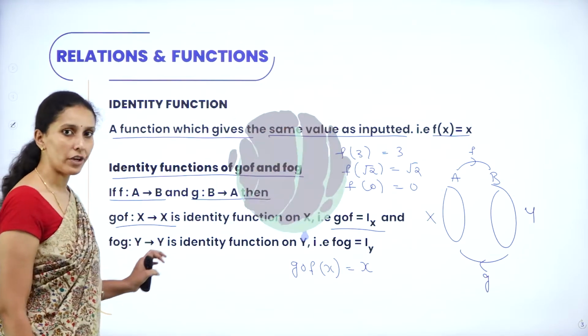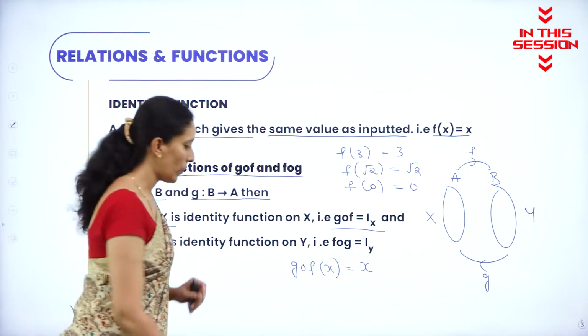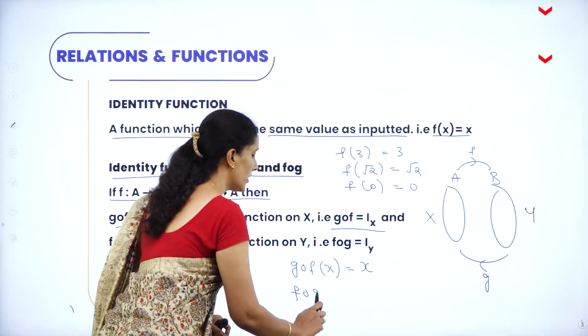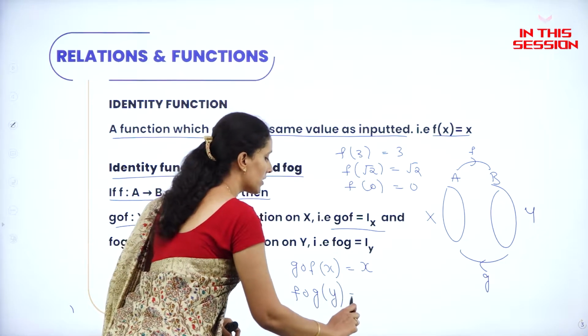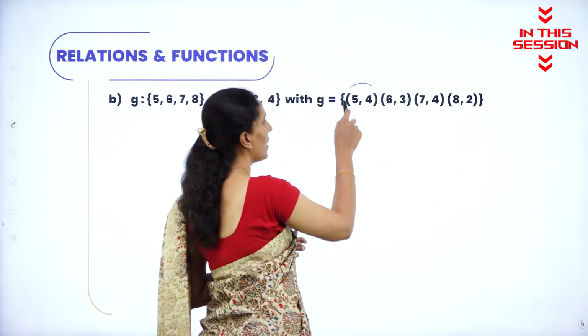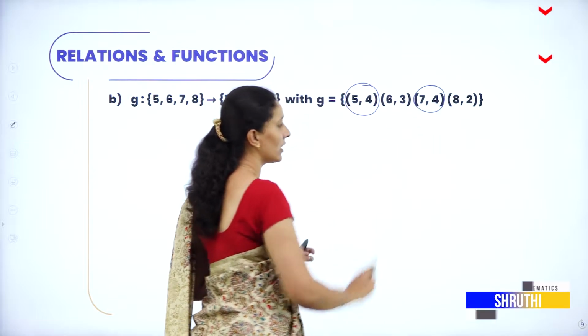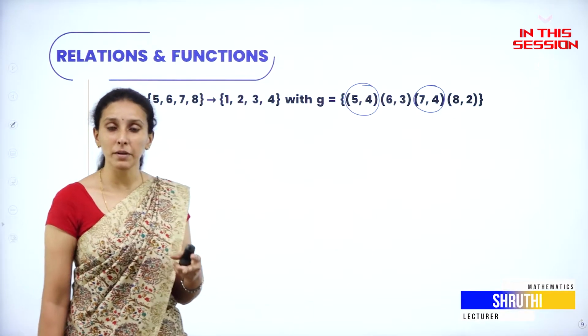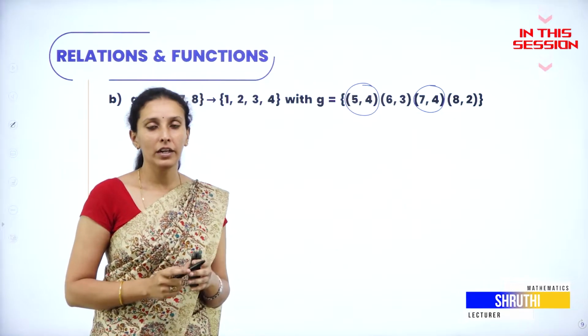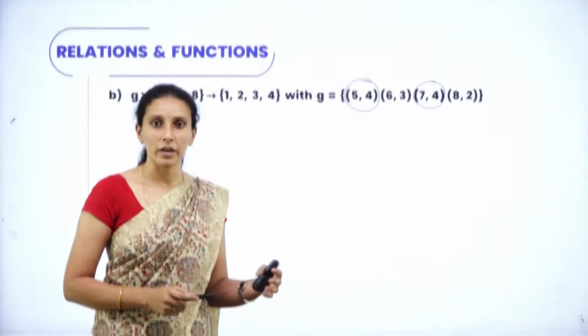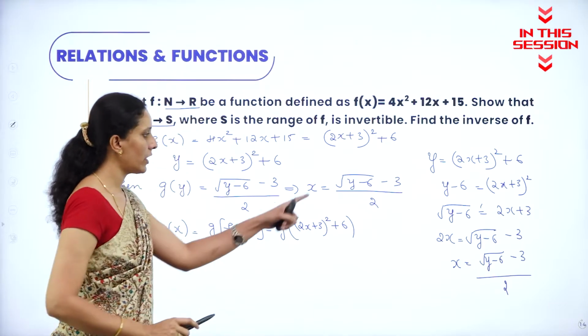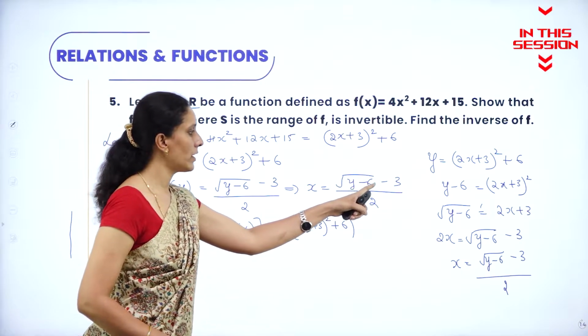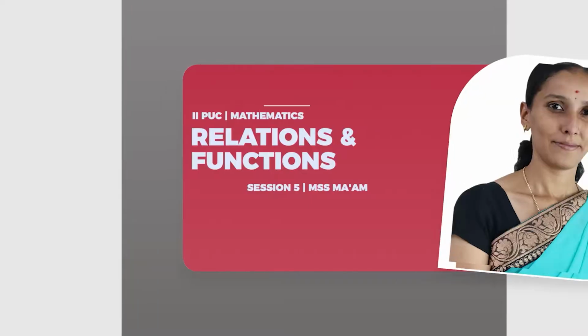An identity function f naught g is from y to y, that is f naught g of y will result in y only. 5 and 7 have the same images, that is f(5) = 4 and f(7) = 4. If they have different images, we can say it is one-one. Now how is the function g defined? It is defined in the form of (root y minus 6 minus 3) divided by 2.